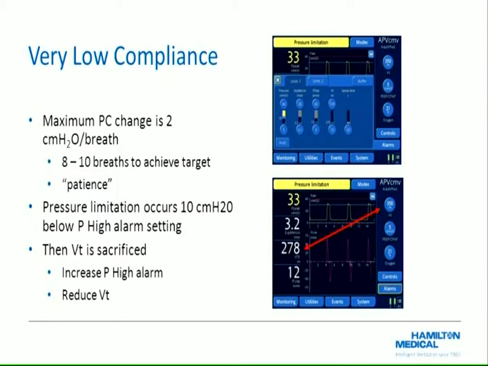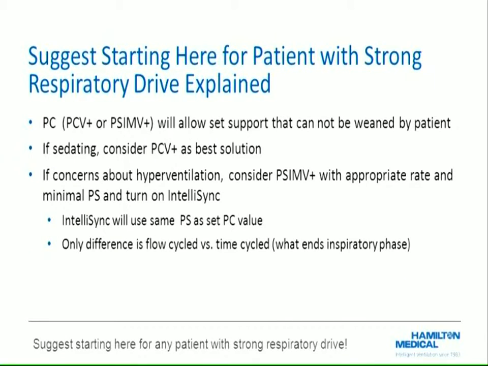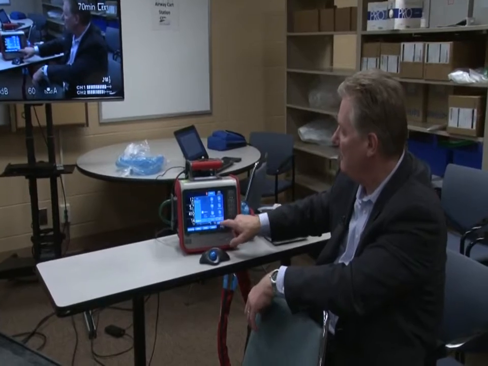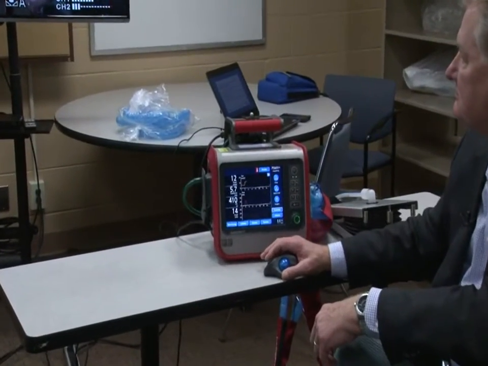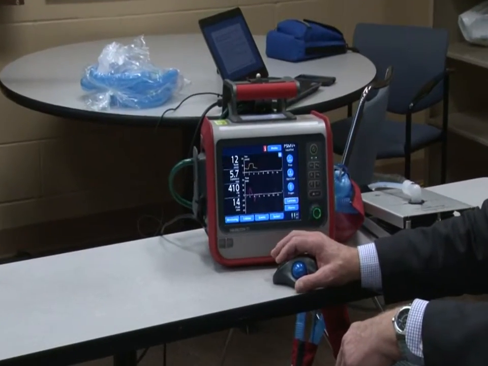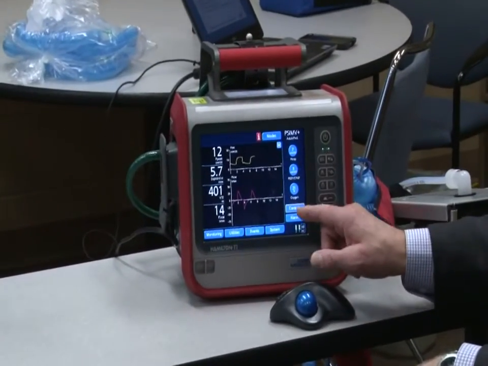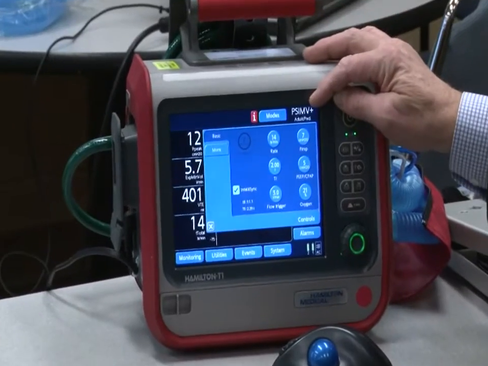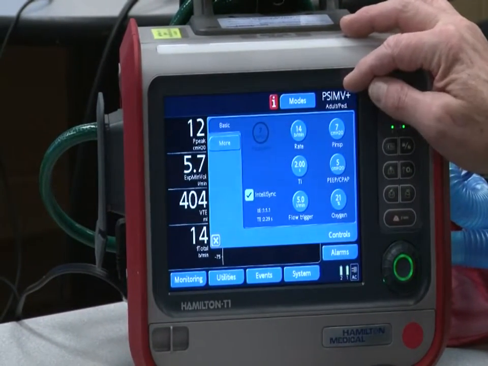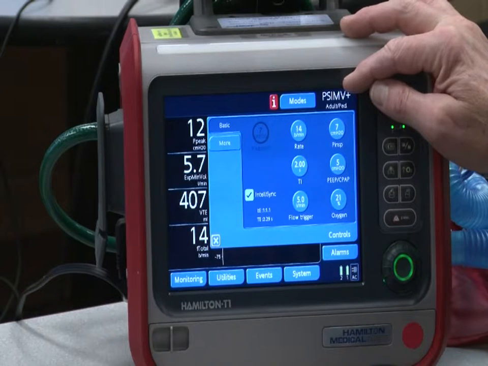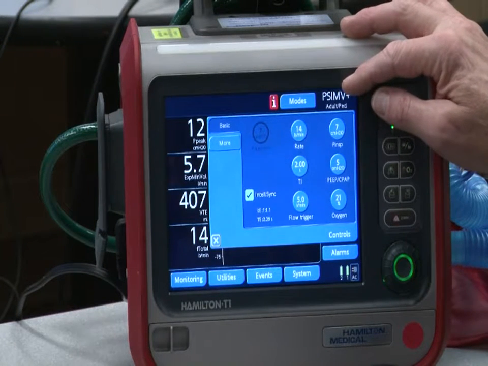So let's go to that PSIMV mode for a second. So hit the mode button and hit the PSIMV and confirm again, if you would, please. And then hit the controls tab. So it should say PSIMV up here in the upper right-hand corner, right? And interestingly enough, it brought all the controls over with it from the other mode. So it set them all automatically for you.